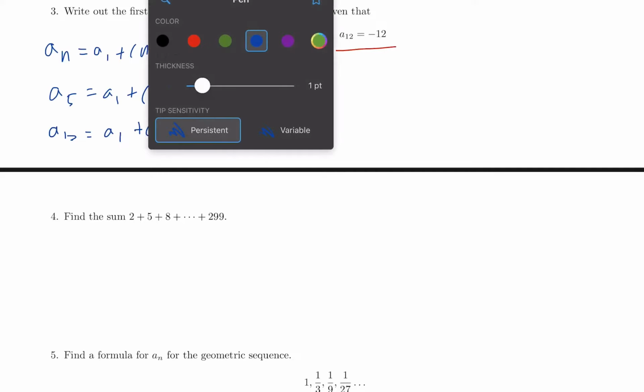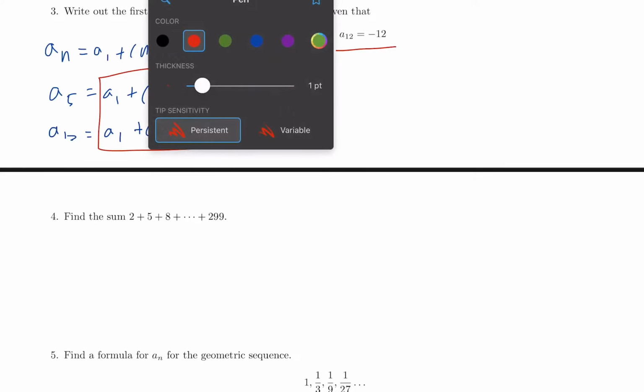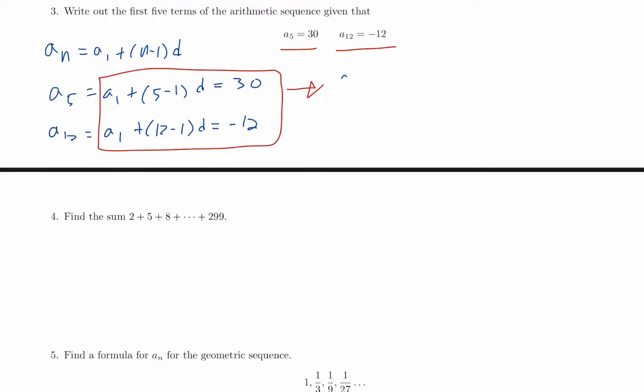So we're going to look at these two equations right here, and we're going to have a system of linear equations. Let's simplify this. We have first term plus 4d equals 30. First term plus 11d equals negative 12. So we have two equations and two unknowns, and in this case, the two unknowns are the first term and the common difference.